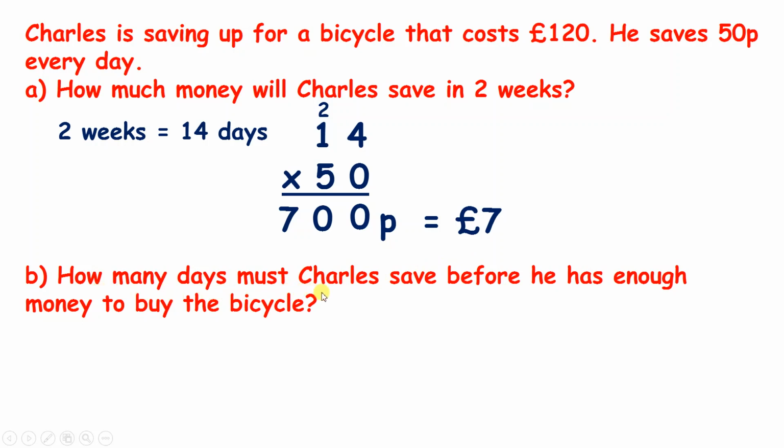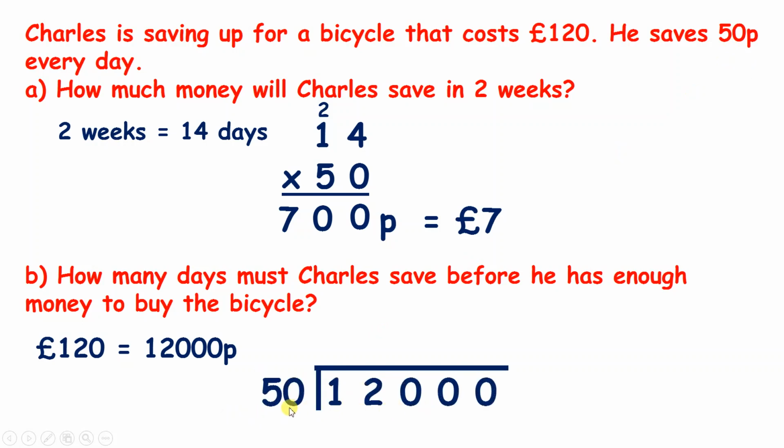How many days must Charles save before he has enough money to buy the bicycle? Well, £120 is how much the bicycle costs, and if we convert that to pence, we multiply by 100, so he needs to save 12,000 pence, and he's saving 50p every day, so let's divide 12,000 by 50.